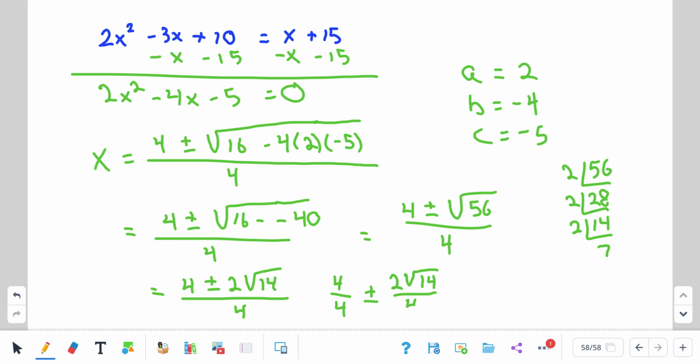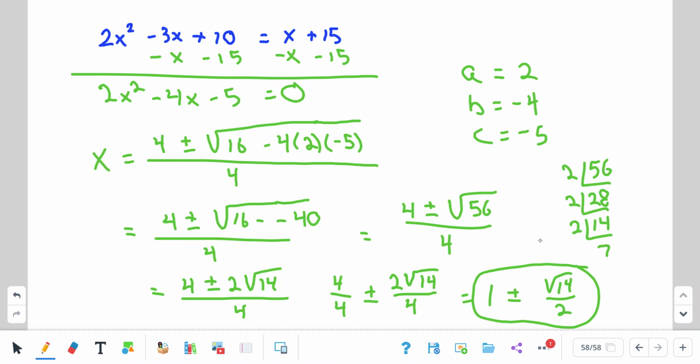Okay, and then we can say, look, 4 over 4 is 1. You can't cancel the 4 outside of the square root sign with a 14 inside the square root sign. That doesn't work. But you can reduce the 2 and 4. The 2 would be reduced to a 1, and the 4 would be reduced to a 2. So I basically divided top and bottom here by 2. Square root 14 can't be simplified anymore, and so we'll just leave our answer in a simplified form right there.